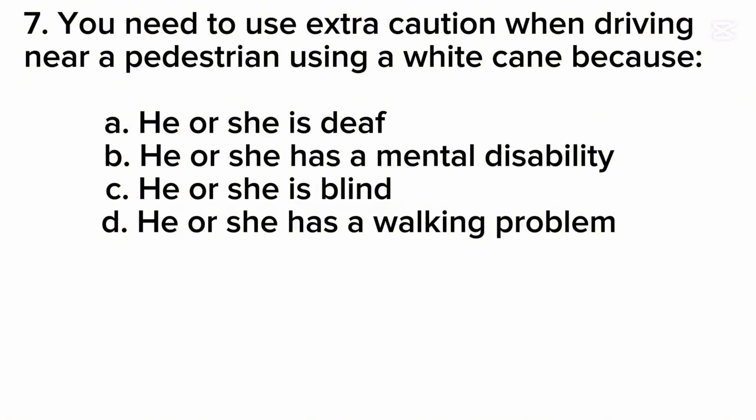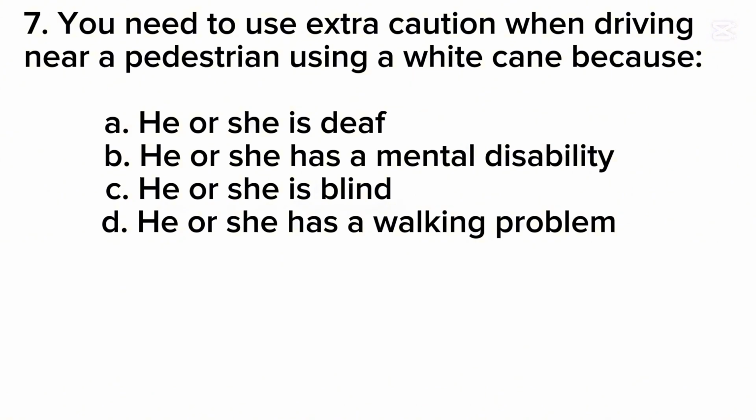About question number 7. You need to use extra caution when driving near a pedestrian using a white cane because of what? A. He or she is deaf. B. He or she has a mental disability. C. He or she is blind. D. He or she has a walking problem. What is the best answer?